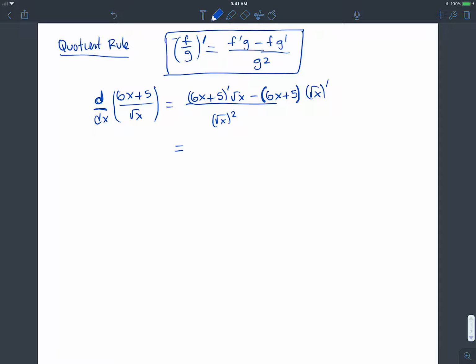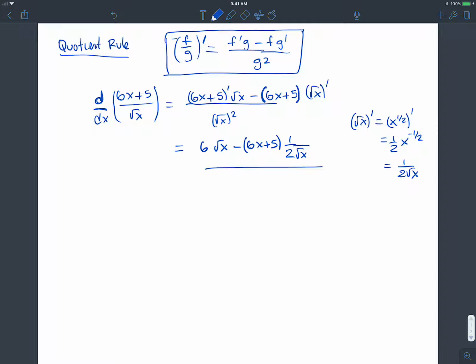The derivative of the first part is just a 6, root of x, minus 6x plus 5, and now it's a little bit tricky. What is the derivative of root of x? So let's do it over here. Root of x, the derivative, you probably did this already a few times, but in case you need to be careful, this is x to the 1/2 derivative. So it's 1/2 times x to the negative 1/2, which is really the same as 1 over 2 root x, correct? Okay, so let's put that right here. It's 1 over 2 root x in the bottom. And in the denominator, all this becomes root of x squared, which is an x, correct?